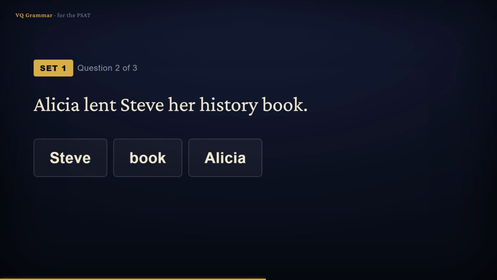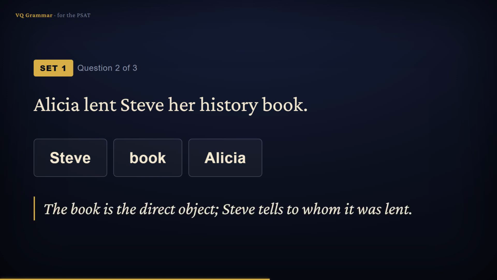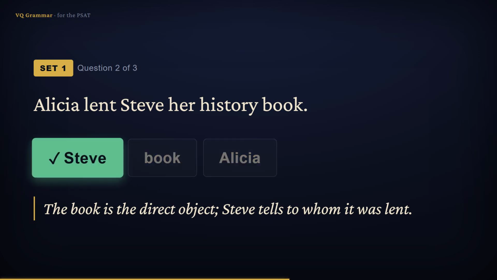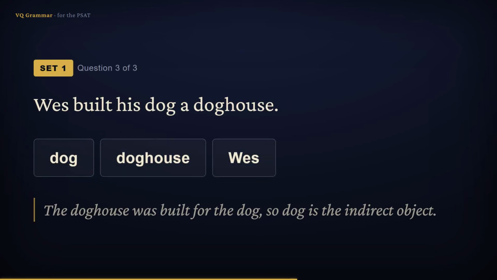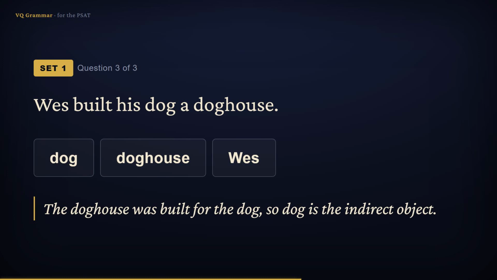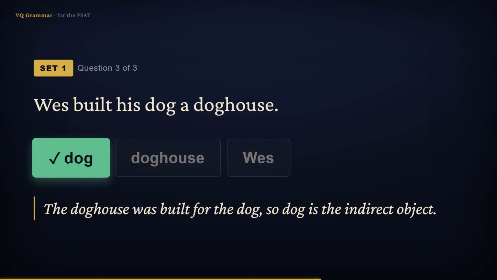Alicia lent Steve her history book. What did Alicia lend? Her history book, the direct object. To whom did she lend it? To Steve. You could say Alicia lent her history book to Steve, same meaning. So the answer is Steve. Wes built his dog a doghouse. What did Wes build? A doghouse, the direct object. Now, for whom did he build it? For his dog. Wes built a doghouse for his dog, same meaning. So the answer is dog.